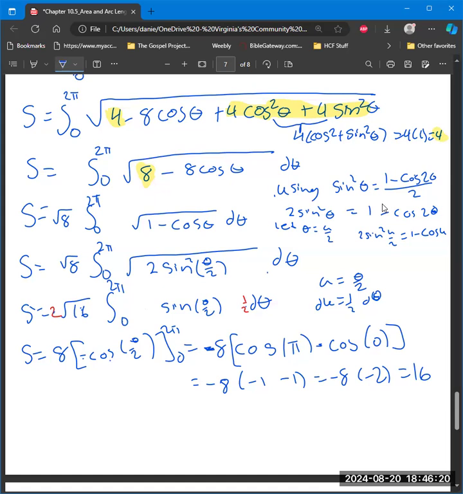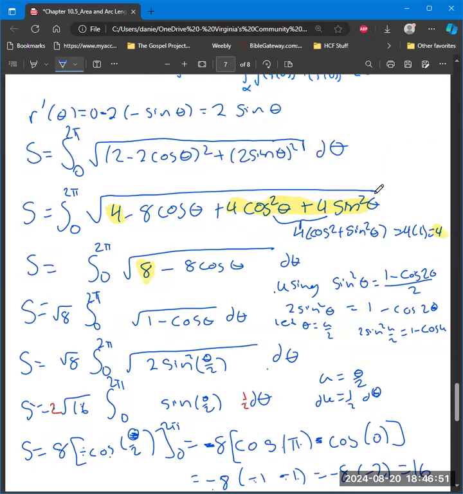So this is theta over 2, a negative 8 on the outside. Cosine of 2 pi over 2 is cosine of pi. Cosine of 0 over 2 is cosine of 0. Negative 8 times cosine of pi, which is negative 1, minus cosine of 0, which is 1, so minus 1. Negative 1 minus 1 is a negative 2. Negative 8 times negative 2 is a positive 16.